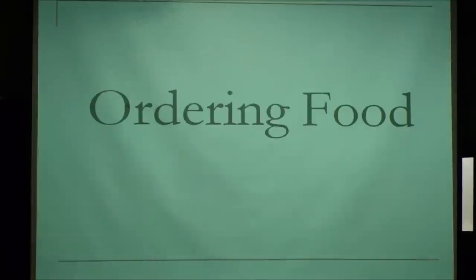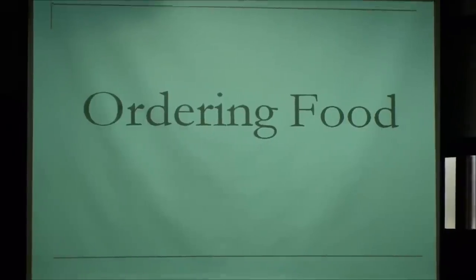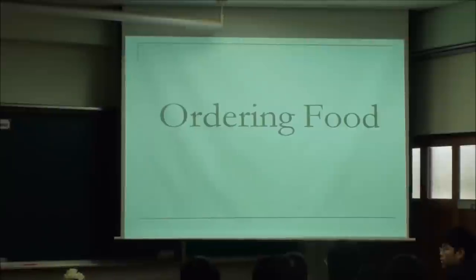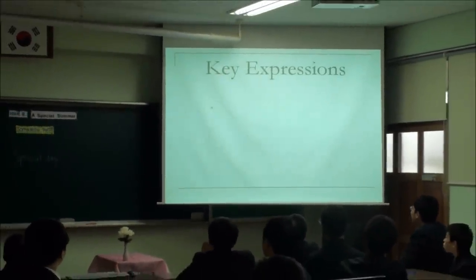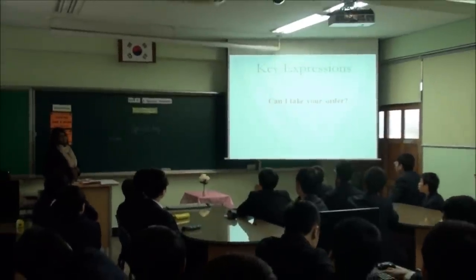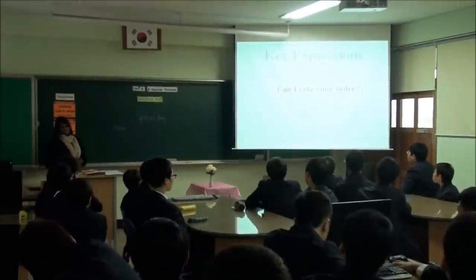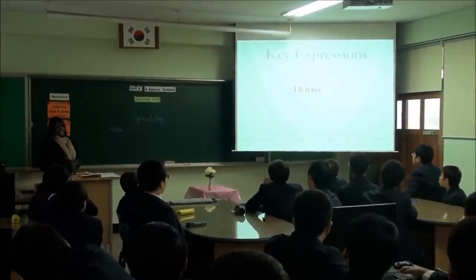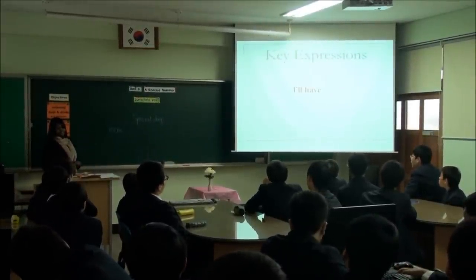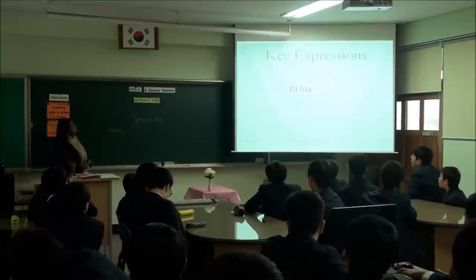So today our main lesson is about ordering food at a restaurant. So let's look at some keywords when we order food. Repeat after me. Can I take your order? Can I take your order? One more time. Can I take your order? Good job. I'll have. Again. I'll have. Very good. I'd like. I'd like.